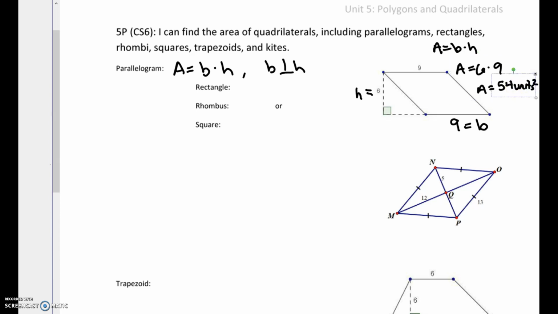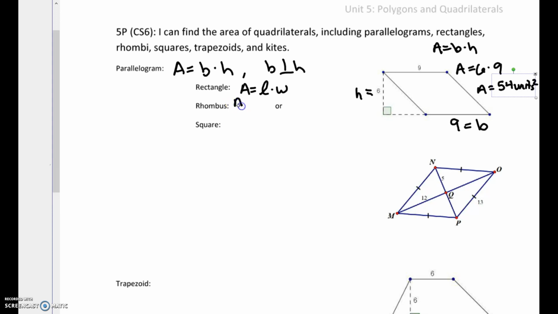All right, and rectangles, rhombi, and squares, those are all types of parallelograms. So this area equals base times height works for all of them. Sometimes we write it differently though. You'll see in rectangles, we'll sometimes say that area equals length times width. Well guys, those length and width are essentially your base and your height of the rectangle.